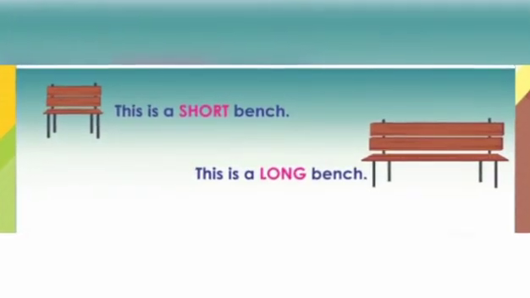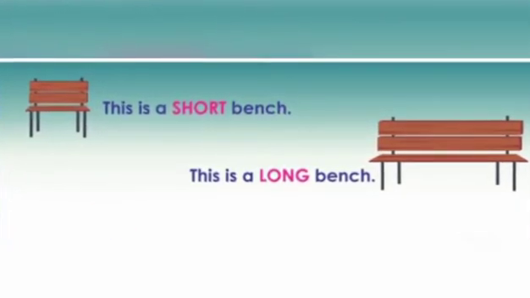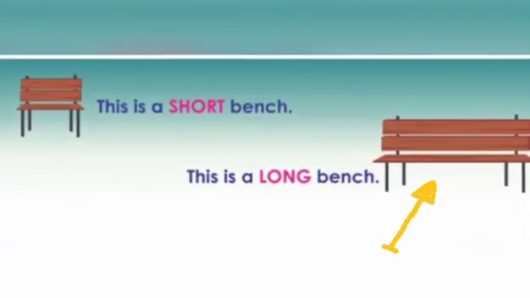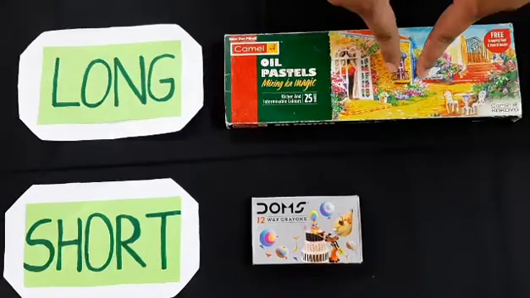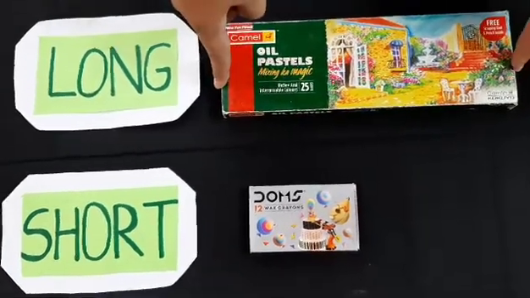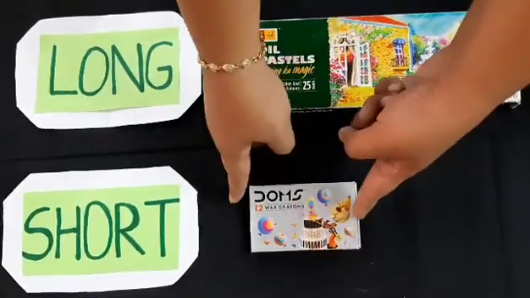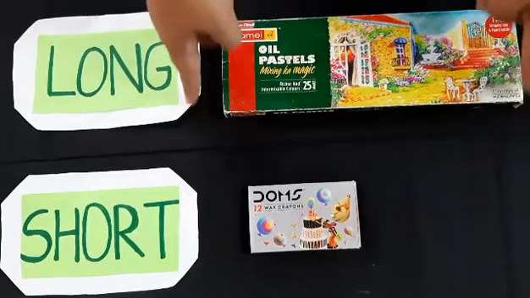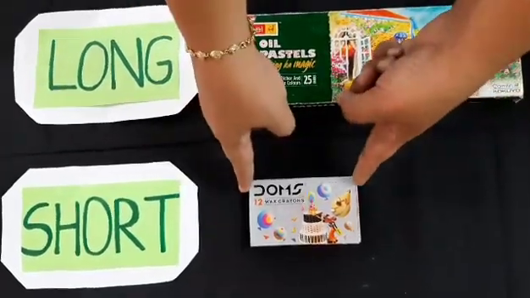Now you can see two benches. This is a short bench and this is a long bench. Now we will learn this concept with some more examples. Here you can see two boxes. This box is long and this box is short. Long, short.